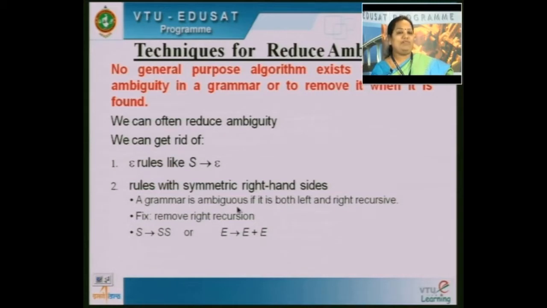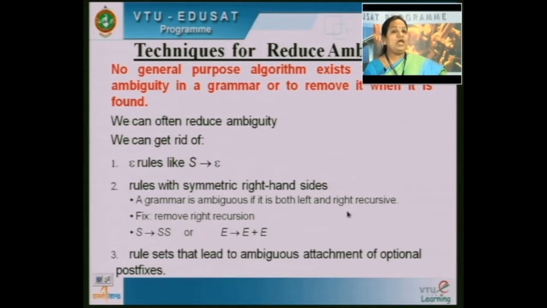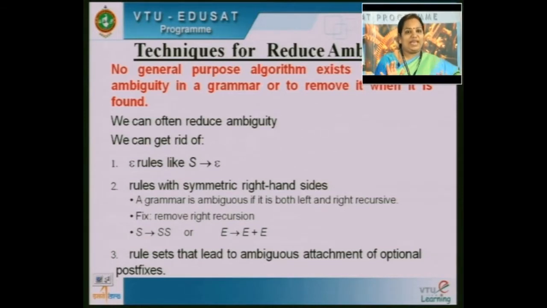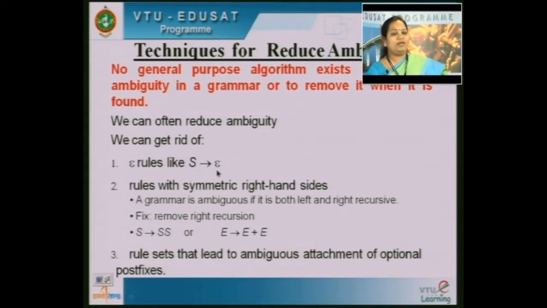The grammar is ambiguous if it is both left and right recursive. So, we have to eliminate either the left one or the right one. We will see an example for this. Then rule sets that lead to ambiguous attachments of optional postfixes also lead to ambiguity. Once eliminated, they can reduce ambiguity. We can't say it will completely overcome ambiguity, but to some extent we can reduce ambiguity by getting rid of these three. So, first we will take up getting rid of epsilon productions, that is, S tends to epsilon.